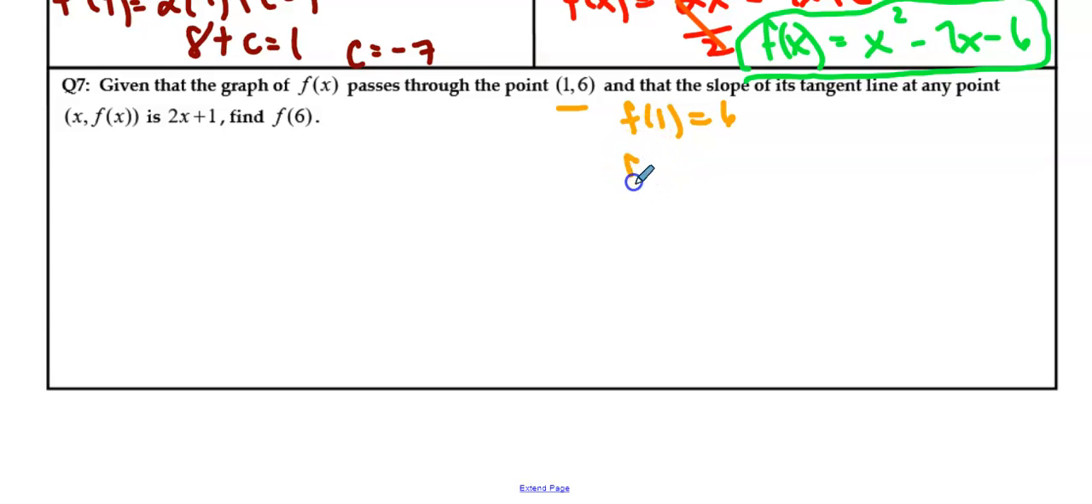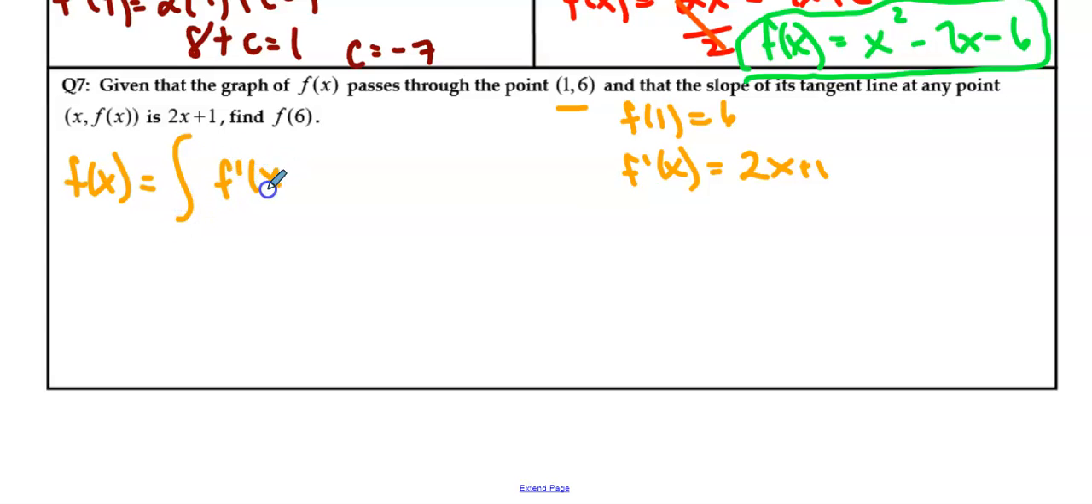You guys learned that the slope of the tangent line is the derivative, which is the rate of change of our function. So we now know, based on our wording up here, that f prime of x is equal to 2x plus 1. Now we're back to what we did in the very first question in this video: I want to find out what f of 6 is. Well, in order to find out what f of 6 is, I first have to figure out what f of x is. So all I have to do is integrate my f prime of x.